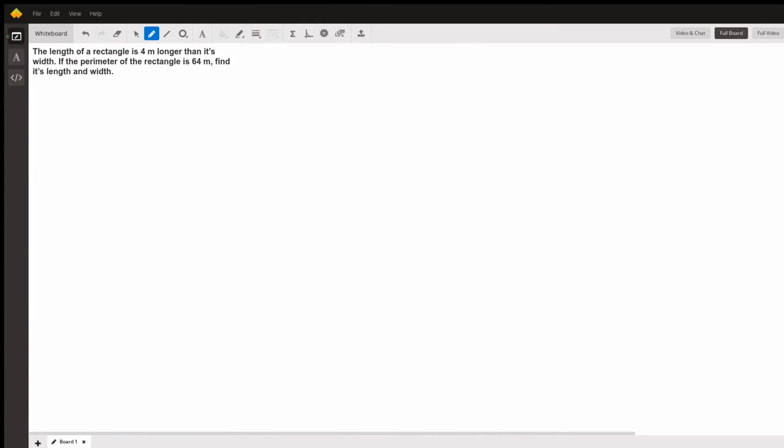In conquering word problems, the first step is to understand the word problem. The best way to do that is to draw a picture, and that's what we're going to do here. The length of a rectangle is 4 meters longer than its width. So that's step one. Let's draw a rectangle where the length is 4 meters longer than its width.